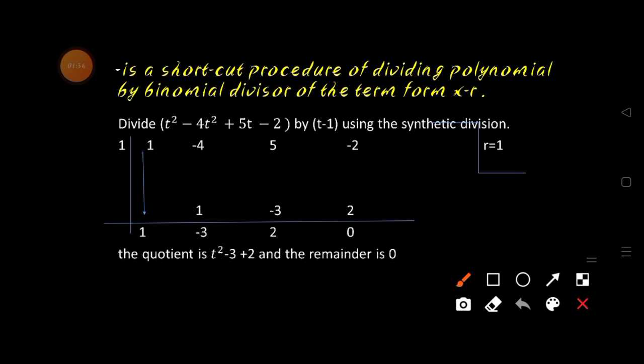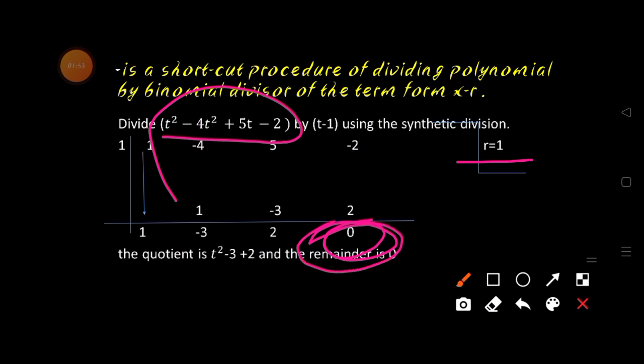We must always remember that if our remainder is 0, it means this is a factor of this function, which is t cubed minus 4t squared plus 5t minus 2. But if you didn't get a 0 as the remainder, it means that it is not a factor of this function.